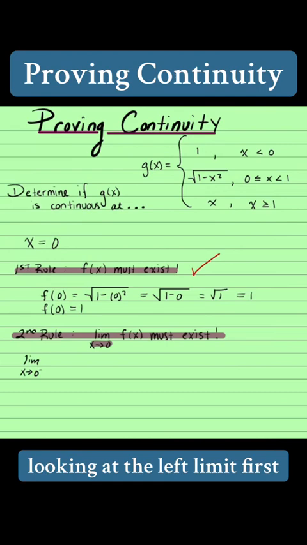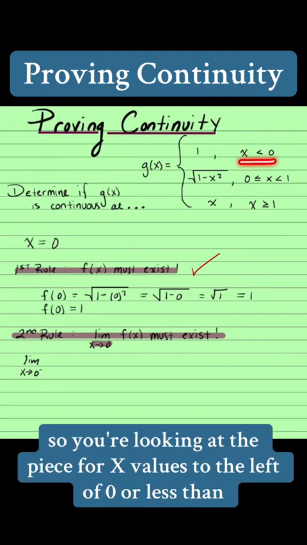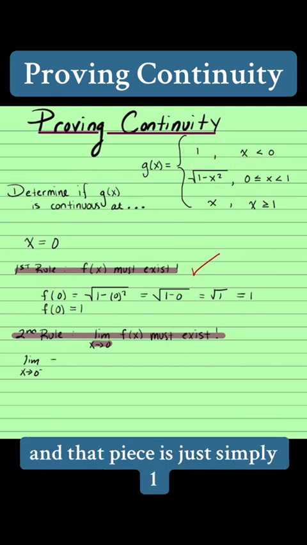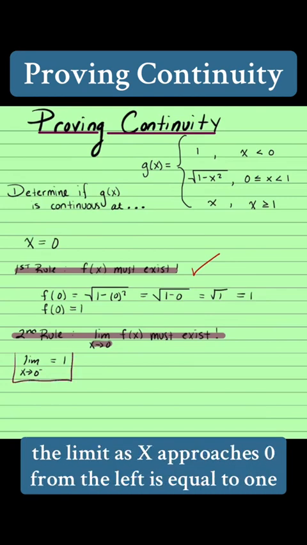Looking at the left limit first, so the limit as x approaches 0 from the left, so you're looking at the piece for x values to the left of 0 or less than, and that piece is just simply 1. So there's actually no work to do there. The limit as x approaches 0 from the left is equal to 1.